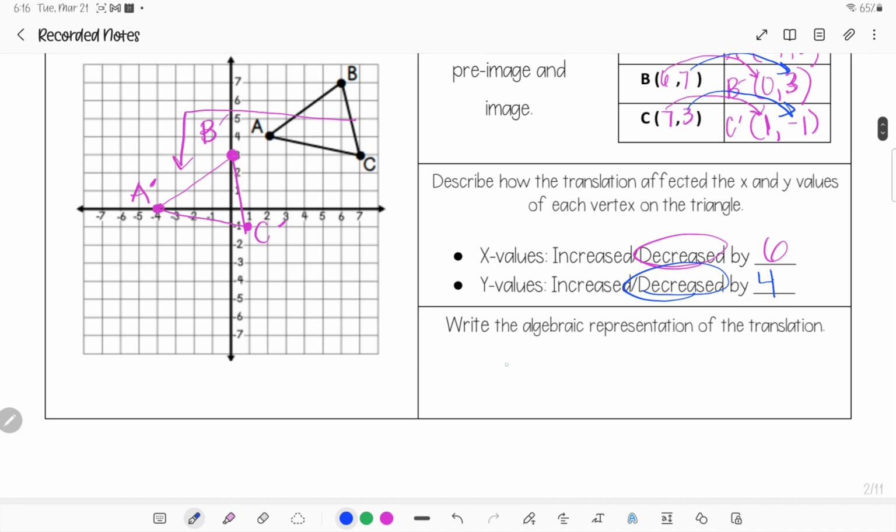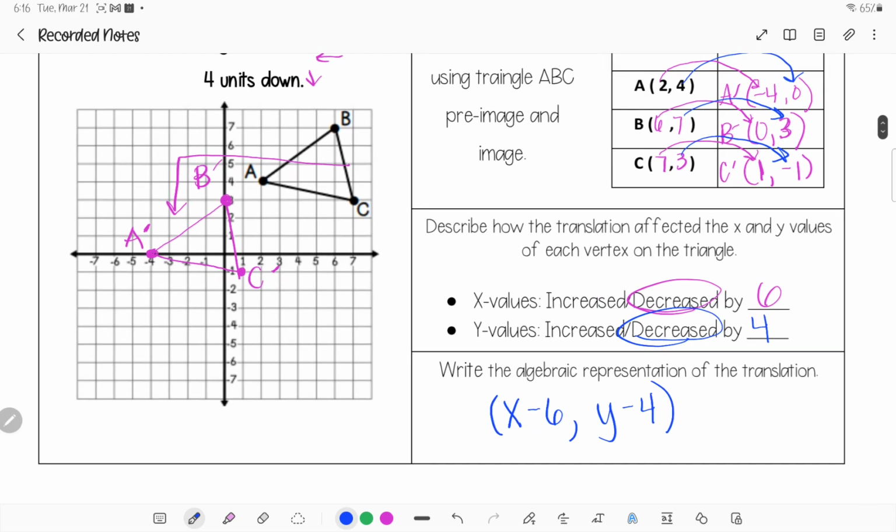So algebraically, this would be written, I took my original x value and I subtracted 6 from those x values. I took my original y value and I subtracted 4 from my original y values because I decreased on both of these. If any of them were an increase, it would have been a plus. So what this means is I could have taken this 2 right here and replaced it with this x right here. I could have swapped them out.